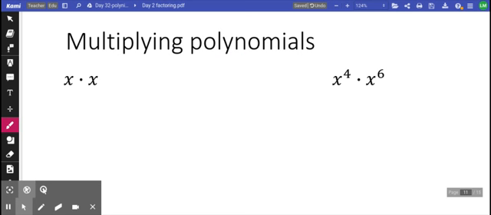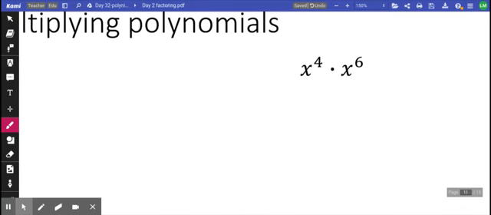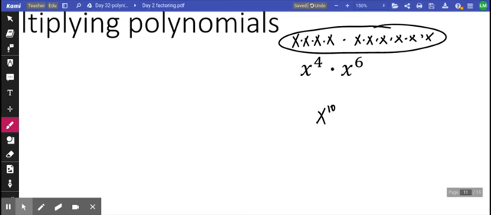Multiplying polynomials. All right, just a little background before we start, because it's going to get a little crazy. If we have x times x, we have x squared, right? If we have x to the 4th times x to the 6th, we have x to the 10th. And here's why. If we have x to the 4th, that's like x times x times x times x. And then if we're multiplying that times x to the 6th, that's x times x times x times x times x times x. All right, if you're multiplying these together, how many x's do you have? You have 10 x's. So basically, when we're multiplying powers here, we're just adding up those exponents, okay?